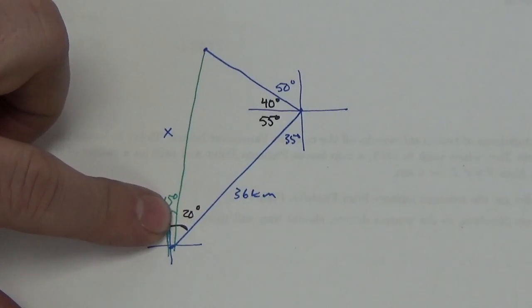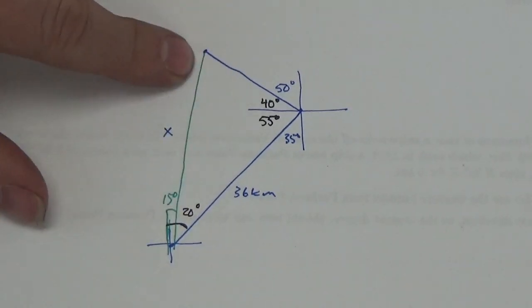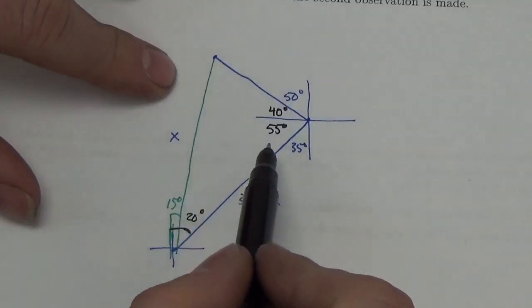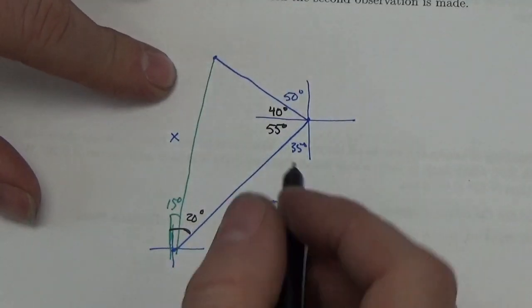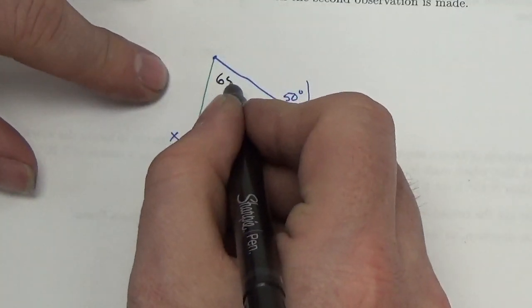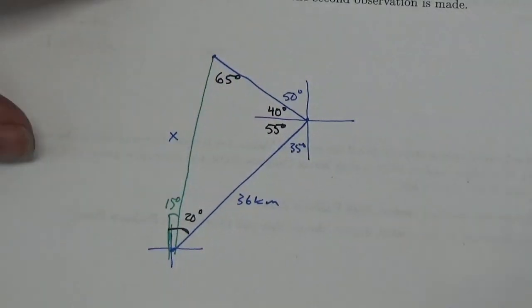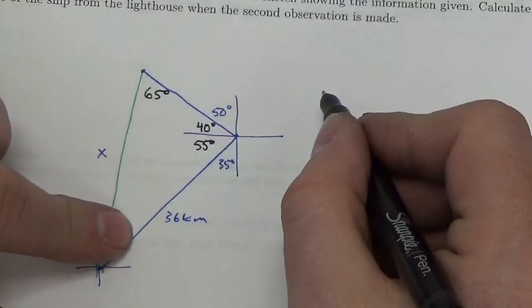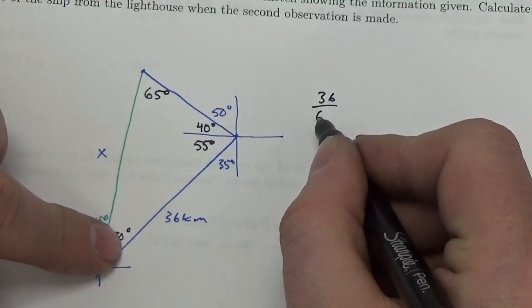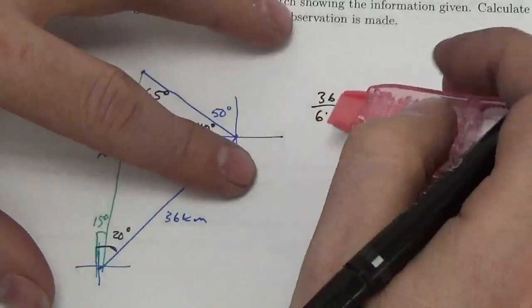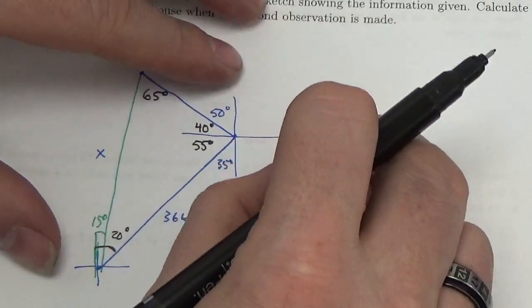So for me to get the angle that's left over in this triangle, I'm just going to subtract all the angles that I've got in there. So I'm going to take 180, subtract the 40 and the 55 and the 20, and that is going to leave me with 65 degrees. Well, now I can use the sine law. So now I've got 36 kilometers over, sorry, I'm making a classic blunder with that. It's not over 65 degrees, it's over the sine of 65 degrees.